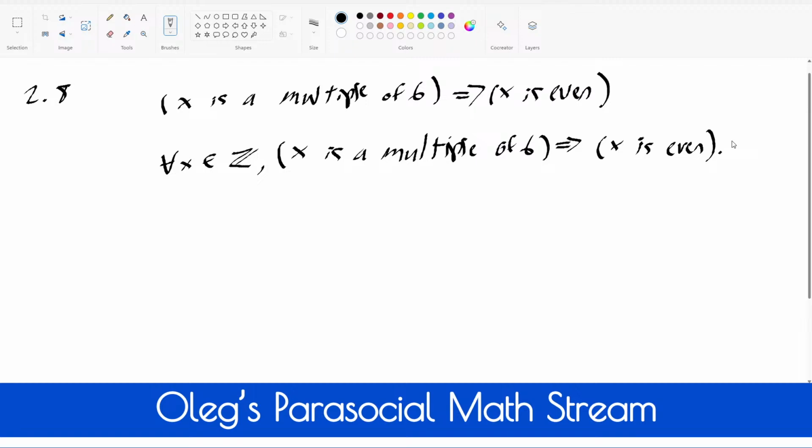Okay, I'm reading on. This is true for some values of x, such as -6, 12, 18, etc., but false for others, such as 2 and 4. Thus, we do not have a statement, but rather an open sentence.